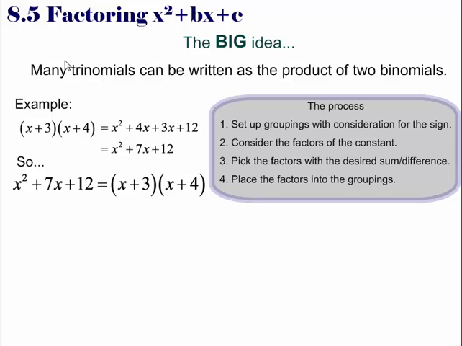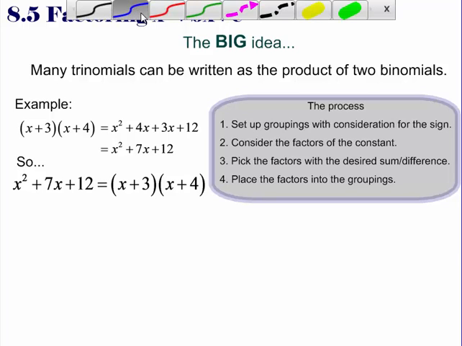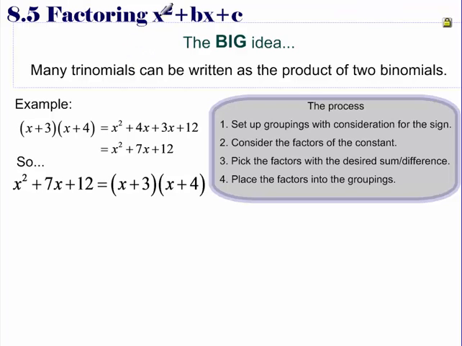We're going to be talking about 8.5, which is factoring specifically this form right here. That is x squared plus bx plus c. So specifically we're going to be talking about factoring this right here.